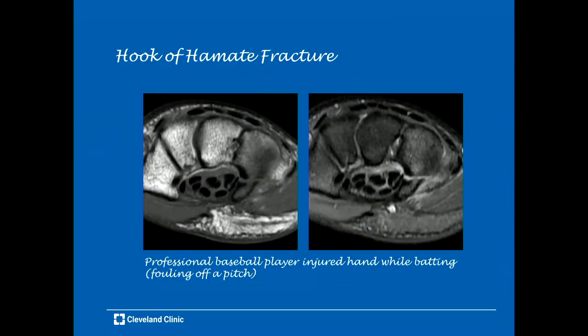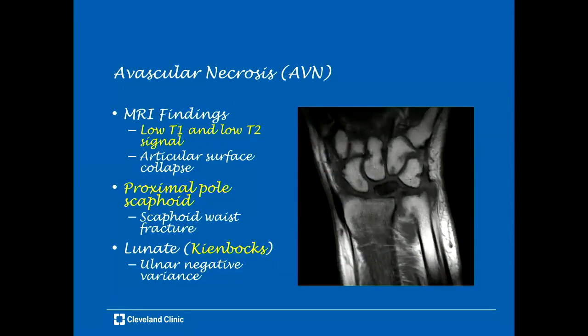Here's a case of a hook of the hamate fracture in a professional baseball player who injured his hand while batting and fouling off a pitch. We can see here nicely a disruption of the hook of the hamate at its base, both on the T1 weighted image on the left as well as the T2 weighted image on the right. Avascular necrosis is another important diagnosis where MRI can be very useful.